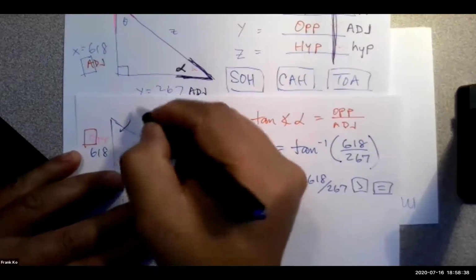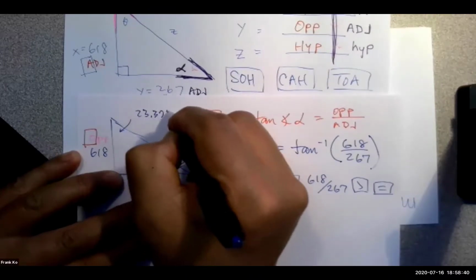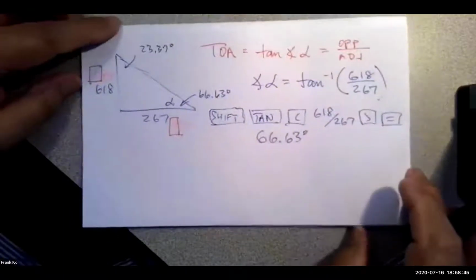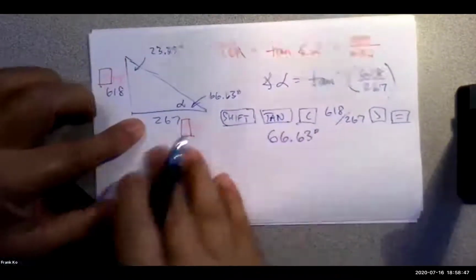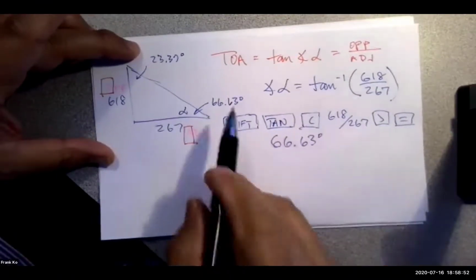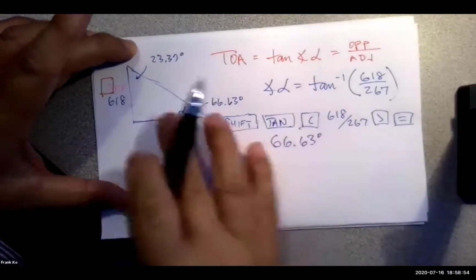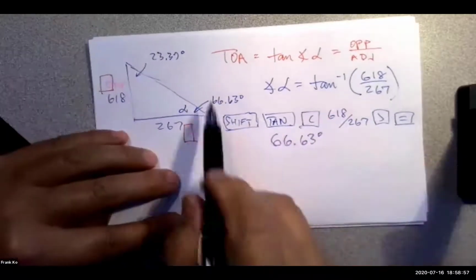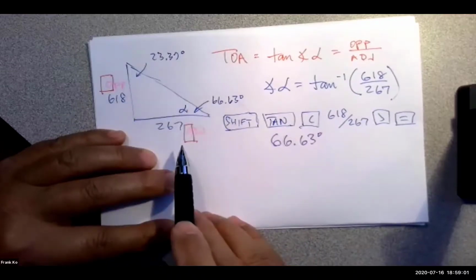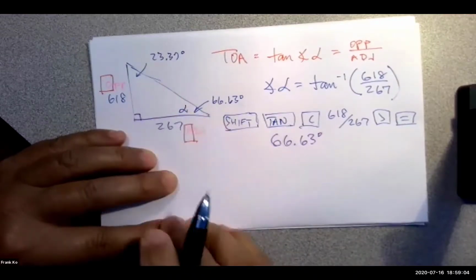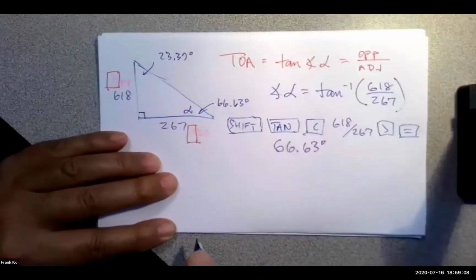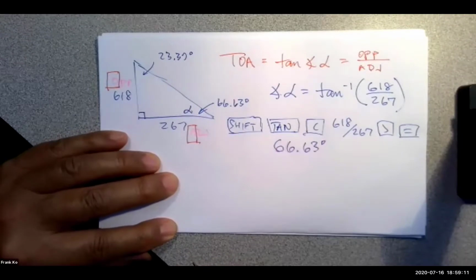Earlier, we calculated this one as 23.37 degrees. Did we just verify our first angle by calculating the second angle using Sohcahtoa? Because if these two angles add up to 90, and we have 90 in this corner, then all three internal angles of a right triangle add up to 180. We're happy campers, aren't we?